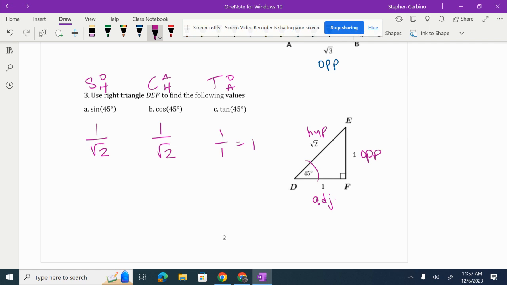These values on this page are what are known as the special trig values. When you move on to pre-calculus or even calculus 1 in college, these values you're going to have to know off the top of your head. You have to memorize them. For this class, for Algebra 2, we just want to notice relationships and be able to identify the ratios from a triangle.